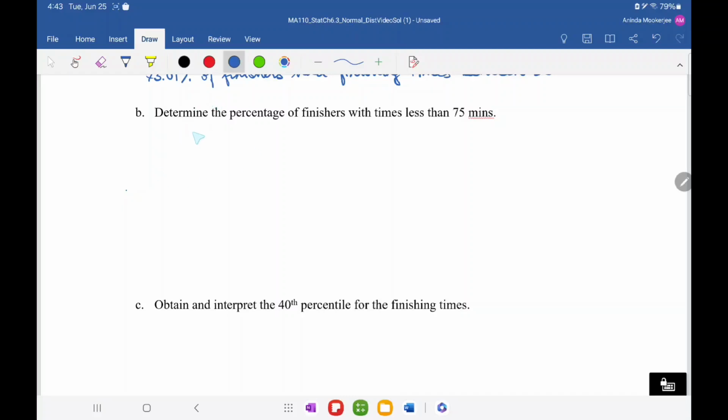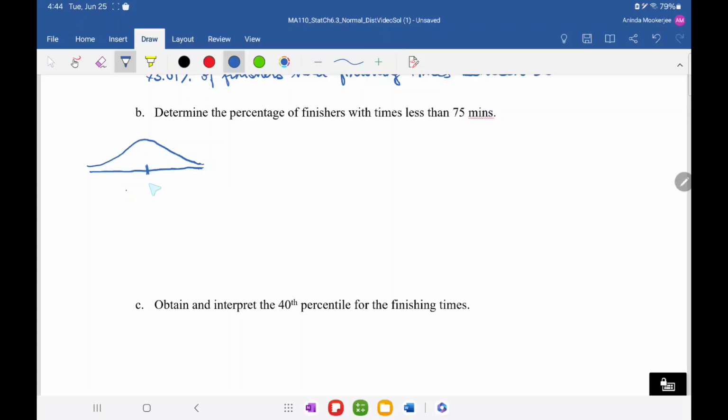The next part of the question says determine the percentage of finishers with times less than 75 minutes. Again, start by drawing the diagram. So I'm going to draw the Z curve, and I'm going to show the Z values and the observation values in the same curve this time, instead of drawing two separate curves. So you may want to just watch and see how we do that.